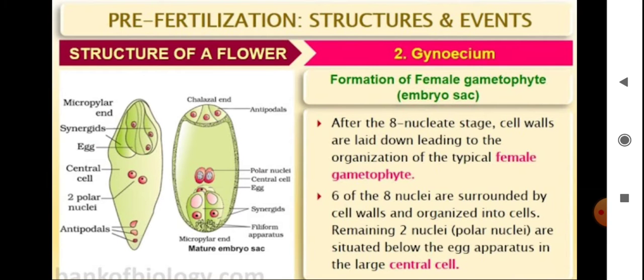After the 8 nucleate stage, cell walls are laid down, leading to the organization of the typical gametophyte. Though it was free nuclear, cell wall formation did not take place immediately. Now cell wall formation takes place of the typical female gametophyte. 6 of the 8 nuclei are surrounded by cell walls and organized into cells. So there were 8. Out of 8, 6 have cell walls, which are organized into cells. The remaining 2 nuclei, that is the polar nuclei, are situated below the egg apparatus in the large central cell. The two remaining are the two polar nuclei.